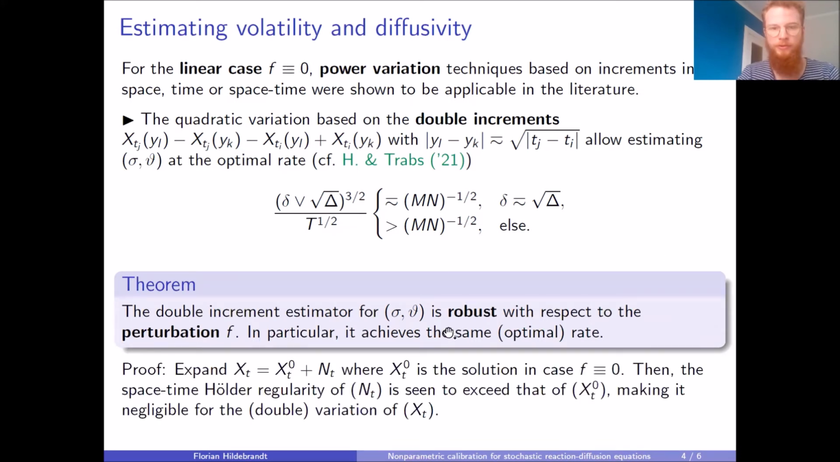Just a few words on the proof. This is a technique that is often applied when dealing with semi-linear stochastic partial differential equations. So you take the solution and split it into a process which corresponds to the solution in case f equals 0, and the other part is just the remaining part. And then you do an analysis of the Hölder regularity of the two processes. And you find that the regularity of n is much better than that of x0. And that is why n does not contribute a lot to the quadratic variation and can thus be considered negligible.